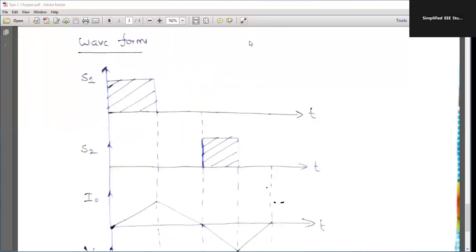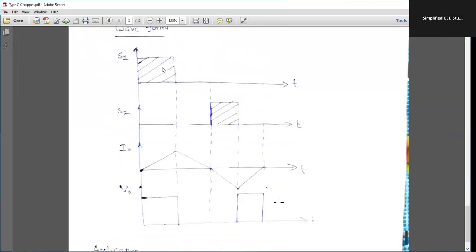If I see the waveforms, it is pretty clear. Let us see the waveforms very clearly. In the first condition, we can see S1 is on. During S1 on, the inductor is getting charged. Whenever the switch is off, S1 is off, whatever the energy which is stored in the inductor is going to be zero. Parallelly, we can see whenever the switch is on, we get the output voltage. Whenever S1 is off, the output voltage becomes zero.